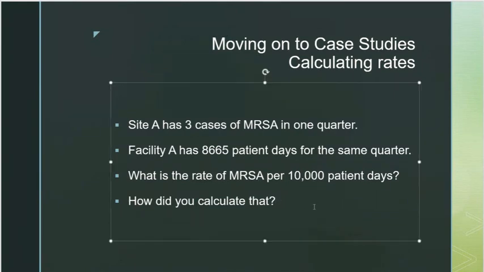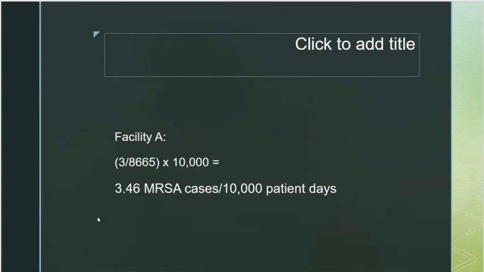If you had your calculator out, this is how you would calculate the MRSA rate. You would take the 3 cases, divide them by the patient days that the facility had, which was 8,665, and then multiply by 10,000. And then you'd get a rate of 3.46 MRSA cases per 10,000 patient days. If you wanted to work on this later on your own, just check to make sure your answer matches this, and then you'll know that you got it down pat.